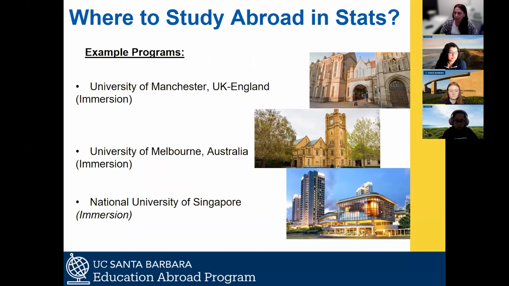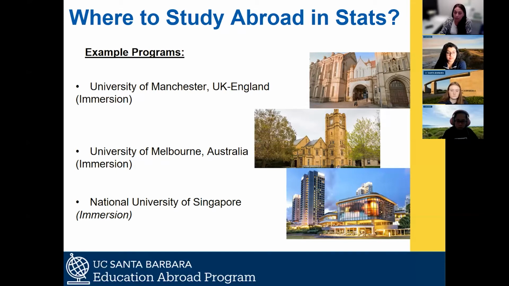So now I'd like to highlight a few different program options. These are just examples. There are many other options like we just mentioned, about 30. So first, we recommend checking out our UCEAP programs in the UK and Australia. They have a lot of programs offering statistics courses. So that could be a first stop for you guys to see what kind of courses they offer. I'm highlighting here the University of Manchester in England, UK, and then also the University of Melbourne in Australia.